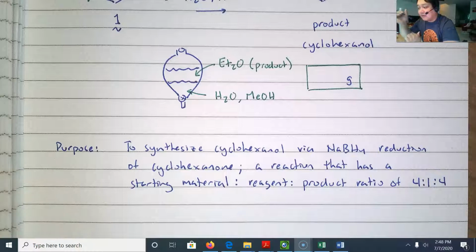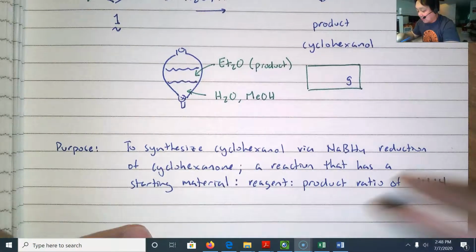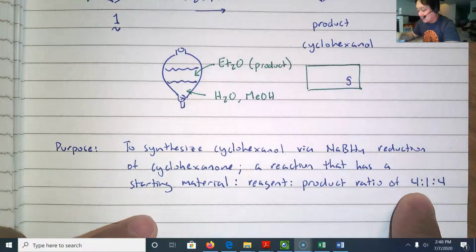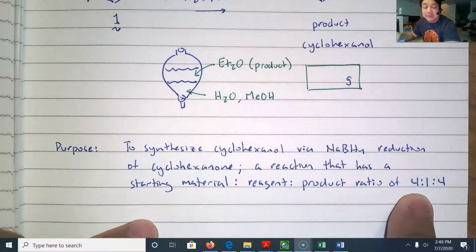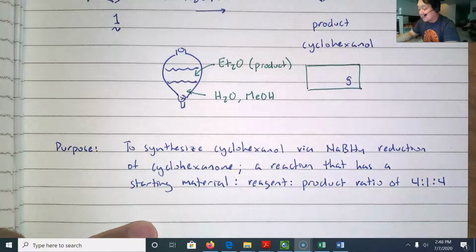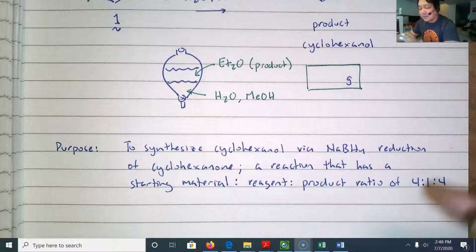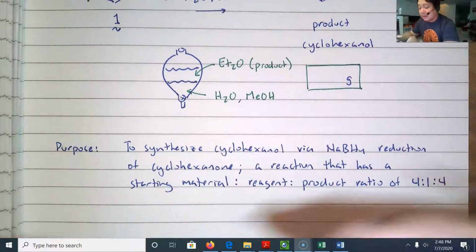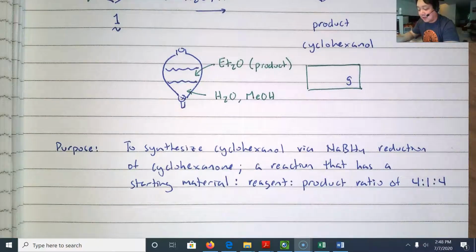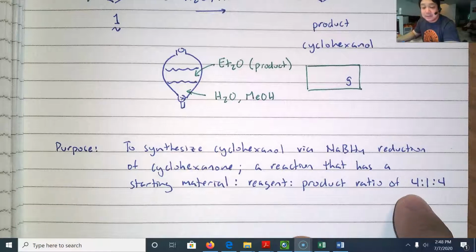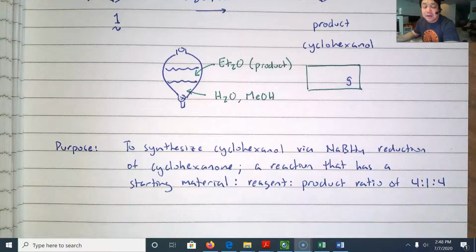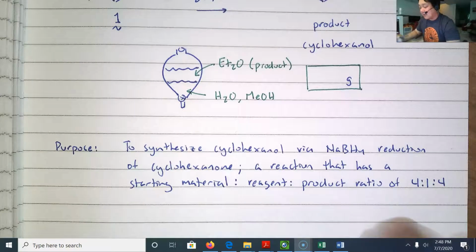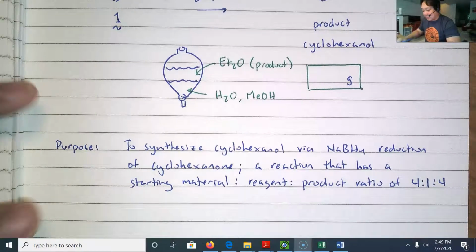Definitely, we have not seen a reaction in organic 1 where we have such a ratio that deviates from 1:1:1. This is what makes this reaction special. This is what makes it worthy, in my opinion, to do this reaction in lab to get you experience working with reactions that are not 1:1:1 ratios. Okay, all right, I'm good with that.